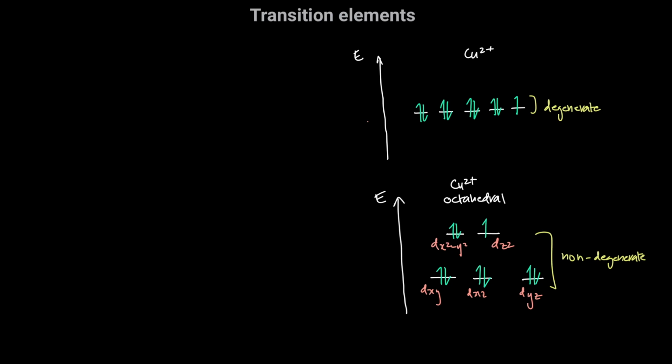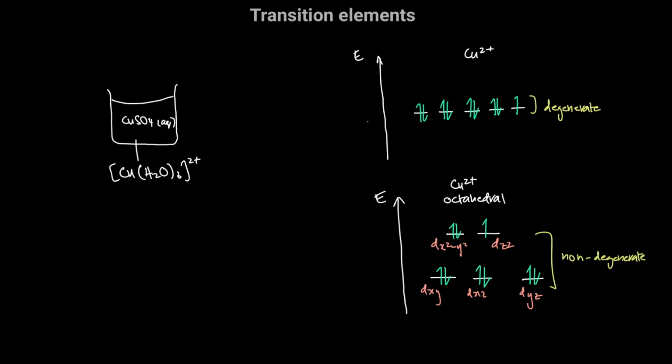Let's say that we have a solution of copper 2 sulfate, aqueous. In this solution, we know that copper ions exist as copper 2 hexaaqua. Again, in this aqueous solution, they do not exist freely as copper 2 plus ions. These copper 2 plus ions end up forming this octahedral complex in aqueous solution.